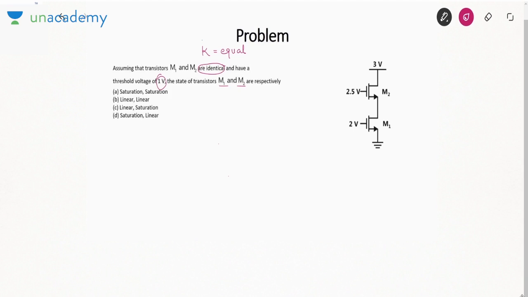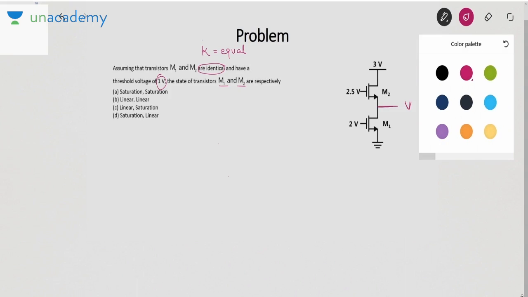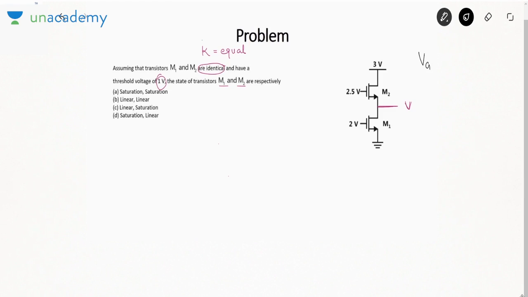Both are NMOS transistors, but this terminal voltage is not given. So let me assume V. So tell me what is the value of VGS for the second one, the upper transistor? The gate voltage is 2.5 and the source voltage is V. What is the drain to source voltage of the second transistor? 3 minus V. Now, for the first transistor, what is the gate to source voltage? 2 minus 0, that is 2. What about drain to source voltage? That is V minus 0, that is V.